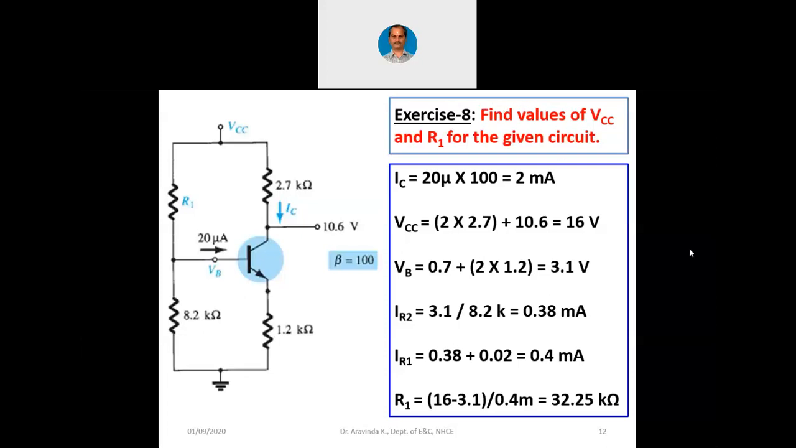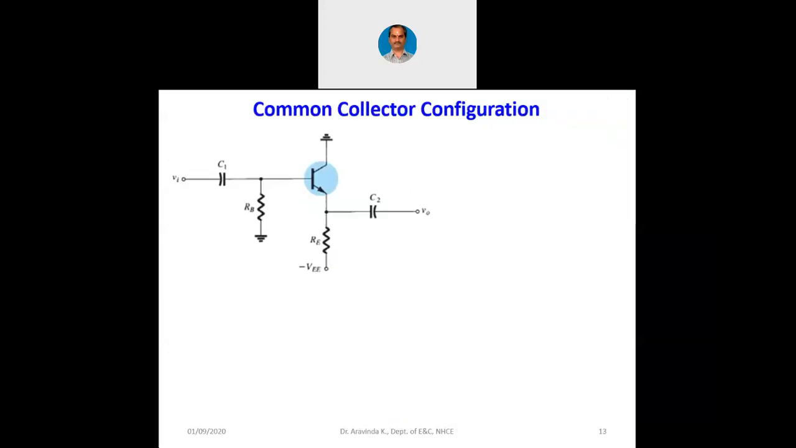Otherwise, now let me proceed to the next configuration called common collector configuration. Look at this circuitry. Here, input is given at the base, output is taken at the emitter, and you can see a slightly different naming of the terminals with the author, but it is simply a different style. I am going to show you the equivalent circuit for this later on. The circuit is written in a different style, but it is the same as the earlier circuit.